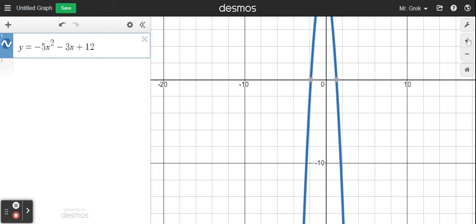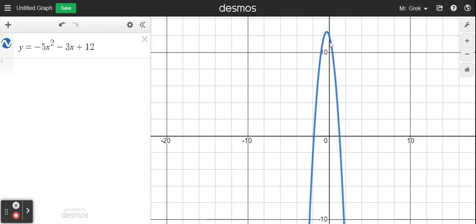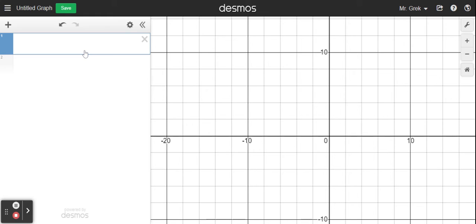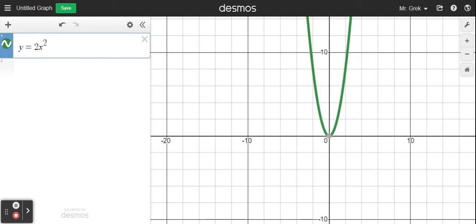Maybe we should zoom in a bit. Sure enough, it opens down, and if I click there, my y-intercept is +12. So standard form tells us 2 things. The a value tells us which way we open, and the c value tells us our y-intercept. What happens when I don't have all 3 terms? If I don't have a, b, and c, we have to do a little bit of detective work.